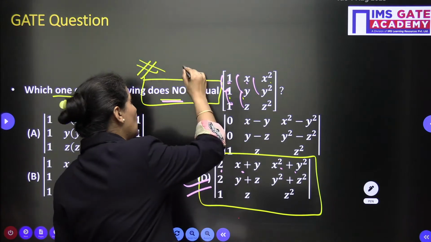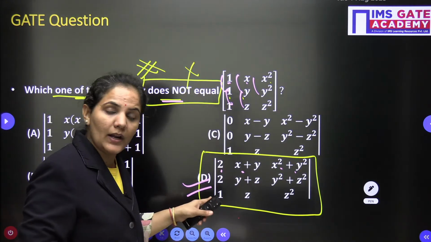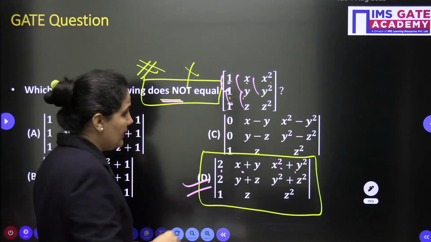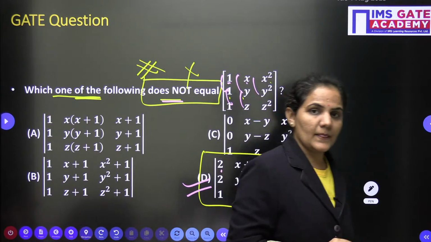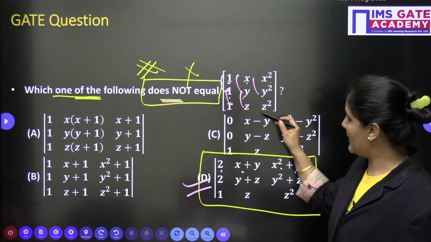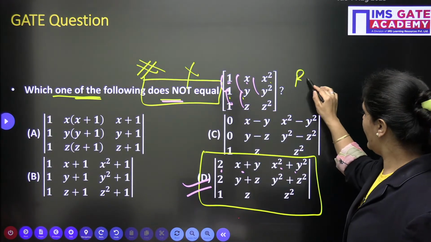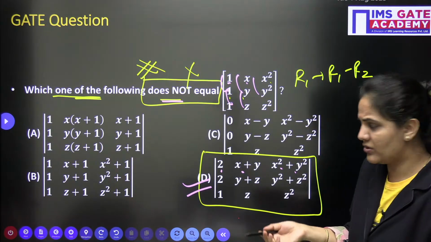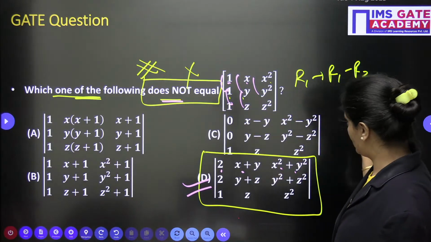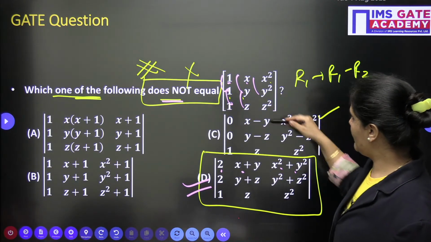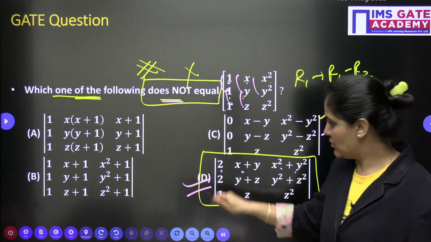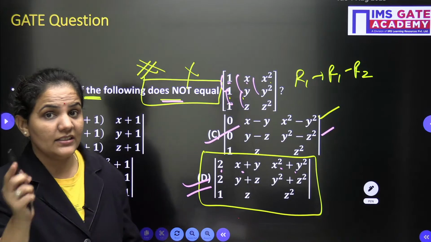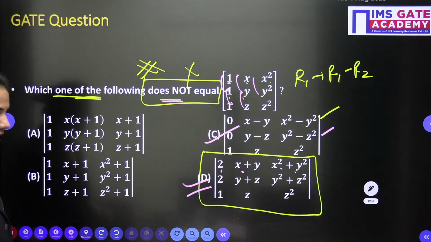I need to find out which is not equal. This is equal. This is equal. Then I will go to option C. In option C, I can say this is x minus y; actually in place of R1, you are doing R1 minus R2, which is a simple row transformation. So 0, x minus y, x square minus y square, correct. 0, y minus z, y square minus z square, correct. So this is also right. Options C and D are right.